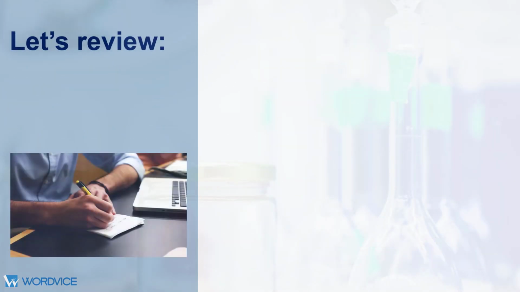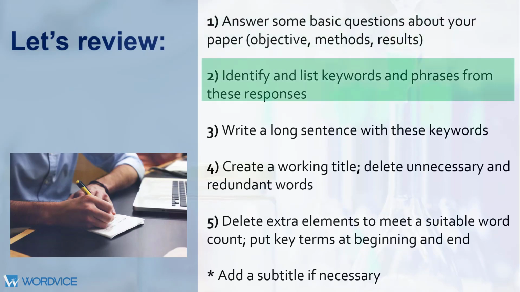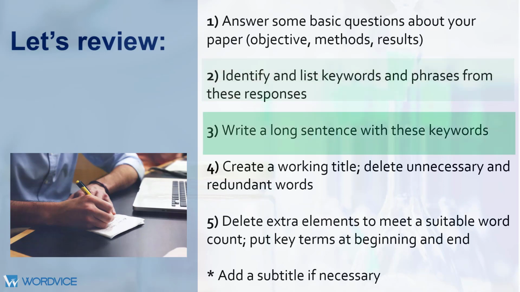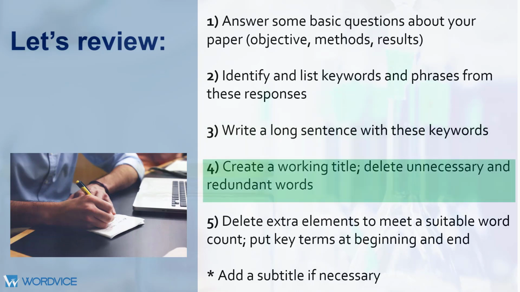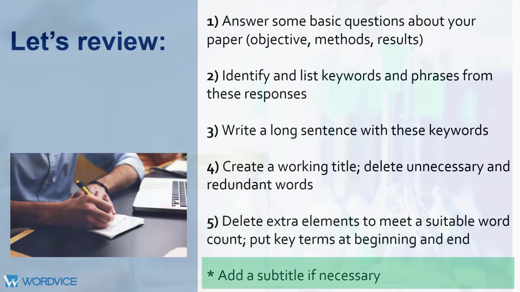So let's review these steps. First, answer some basic questions about your paper. Next, identify and list keywords and phrases from these responses. Third, turn these keywords into a long sentence. Out of this long sentence, you can create a working title, deleting any unnecessary and redundant words. Last, delete any extra elements to meet a suitable word count for your title. Put key terms at the beginning and the end. And again, you may add a subtitle if it seems necessary or important to the study.